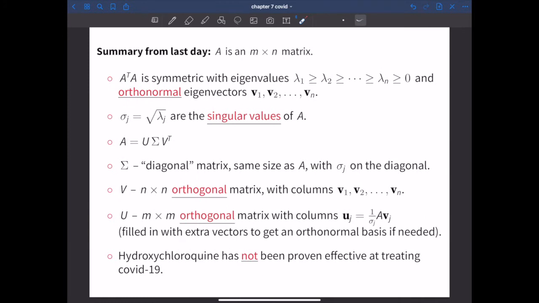Then the last fact we talked about was that hydroxychloroquine has not been proven effective at treating COVID-19. So keep that in mind as you're going through these examples here.